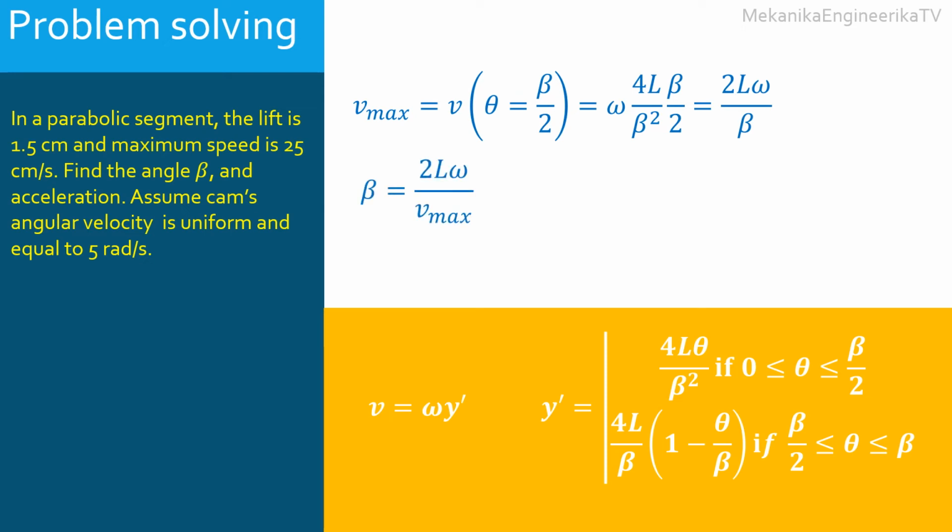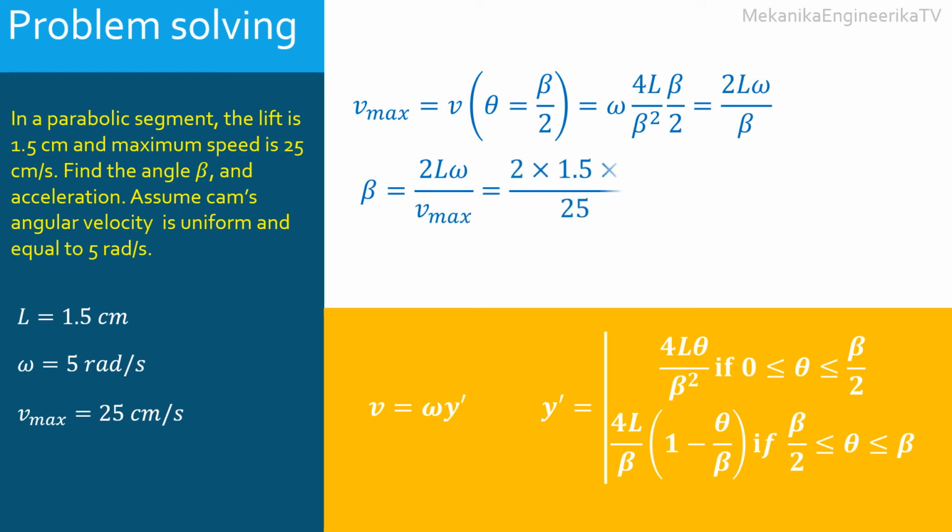Consequently, beta is equal to 2 times L times omega, over V max. Here the lift L is equal to 1.5 centimeters. The cam's angular velocity, omega, is equal to 5 radians per second. And V max is equal to 25 centimeters per second. Substituting L, omega, and V max by their values, and using a calculator, gives beta equal to 0.6 radians, or 34.4 degrees, considering three significant figures.